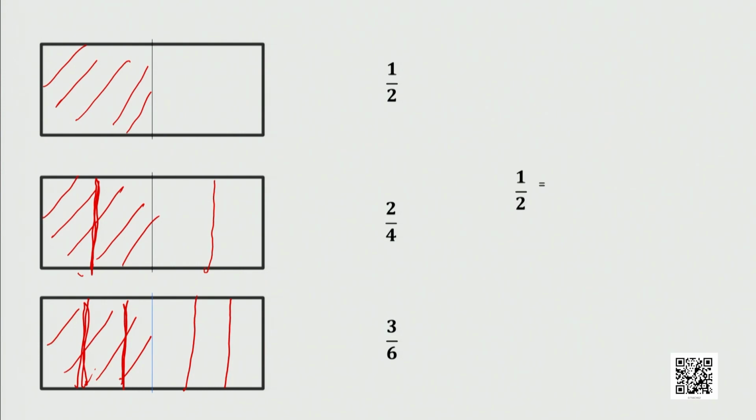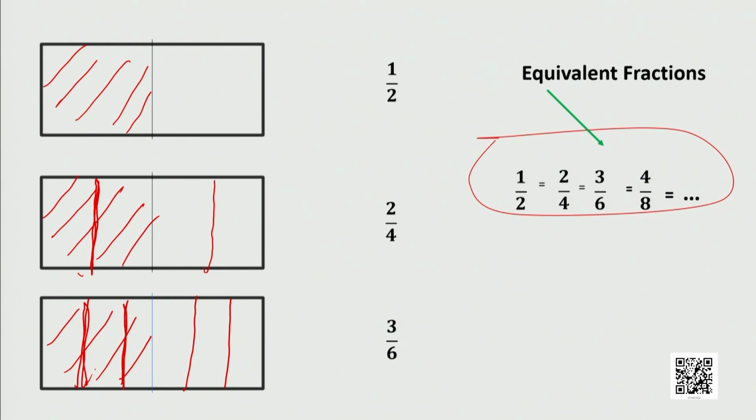So let us note that. This means that 1 over 2 is equal to 2 over 4 is equal to 3 over 6. When a fraction has different representations but represents the same value, it has a special name. They are known as equivalent fractions. So 1 over 2, 2 over 4, 3 over 6, 4 over 8, these are all known as equivalent fractions because they are representing one and the same thing.